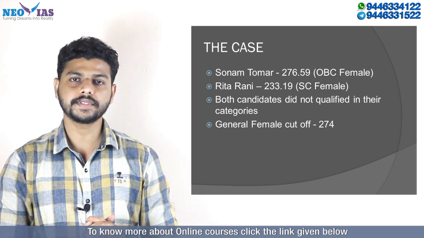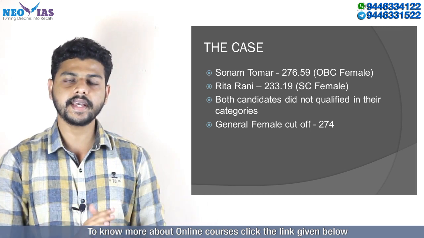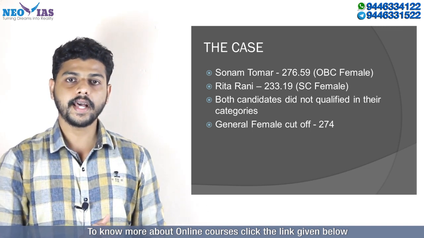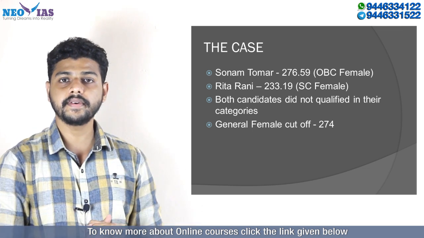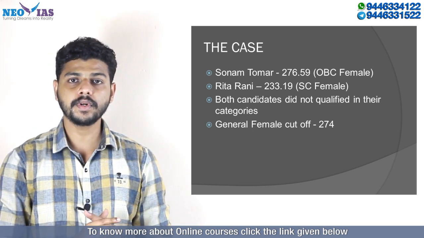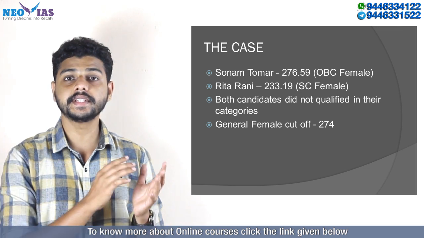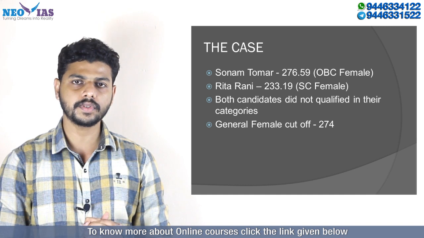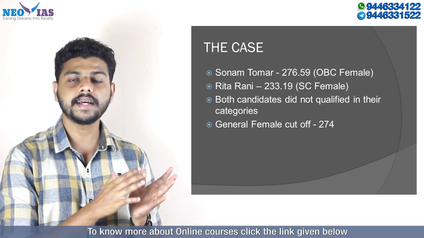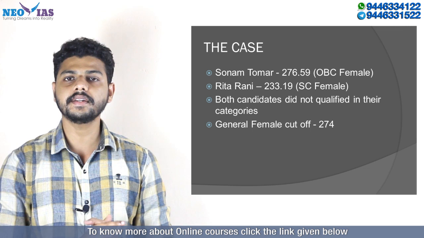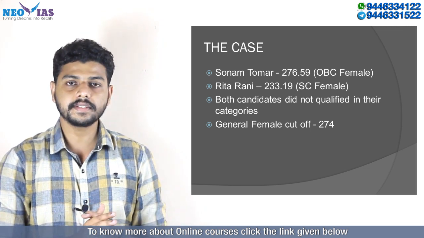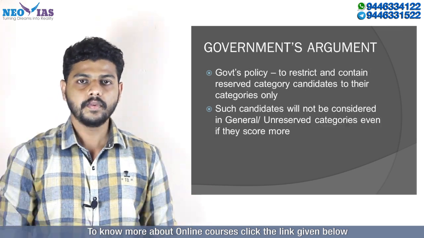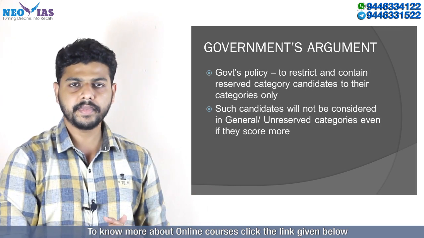But the problem was, in the general female category, the cutoff mark was 274. And we know Sonam Toma has 276 marks. But Sonam Toma was thrown out of the list as she didn't qualify in her category. So the question before the court was whether Sonam has to be considered under general female category since she had scored better marks than the cutoff in the general female category. What was the argument of UP government in this case?